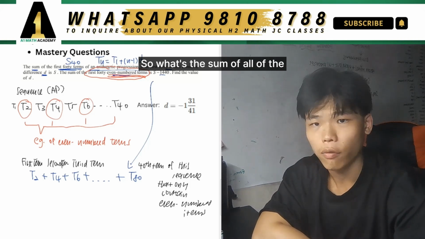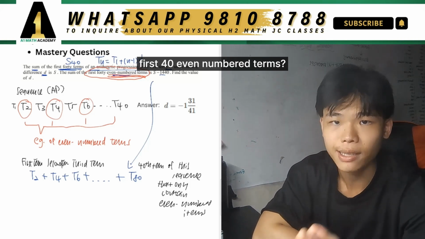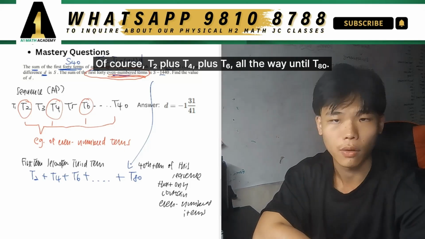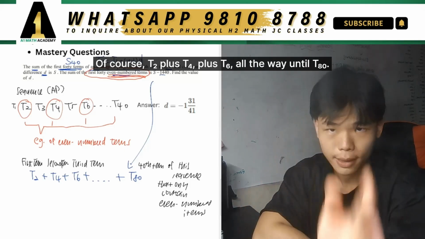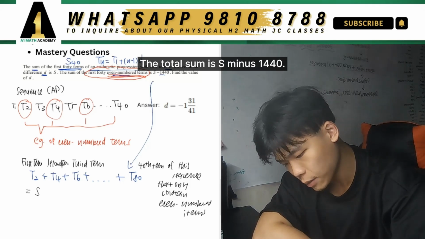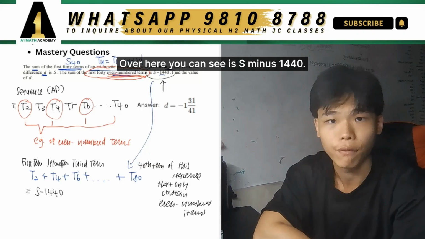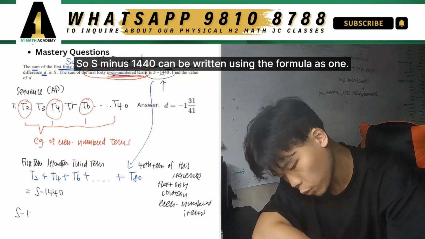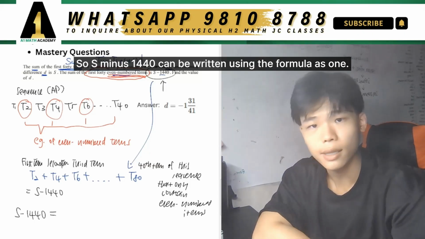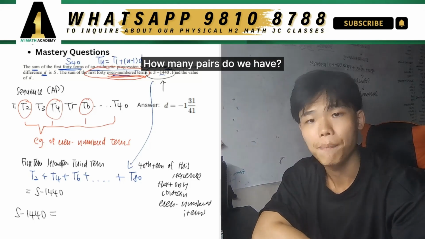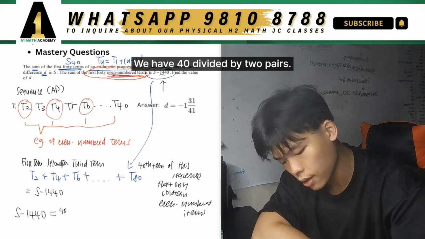So what's the sum of all of the first 40 even numbered terms? We know that T2 plus T4 plus T6 all the way until T80, the total sum is S minus 1440. Over here you can see is S minus 1440. So S minus 1440 can be written using the formula as what? Given that we have 40 terms, how many pairs do we have? We have 40 divided by 2 pairs.